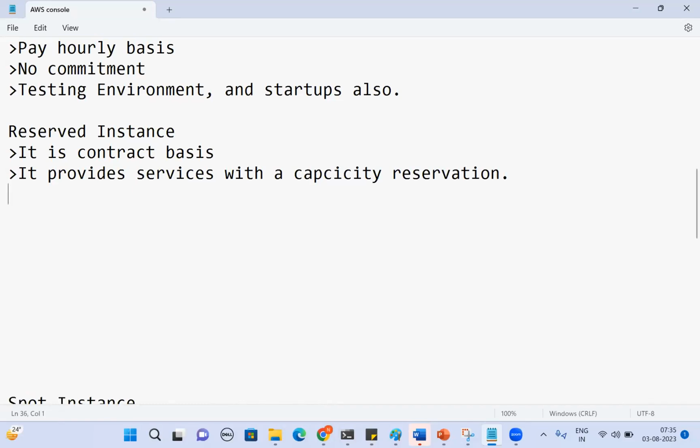Okay, and if you go to the next point, it provides a discount on an hourly basis.